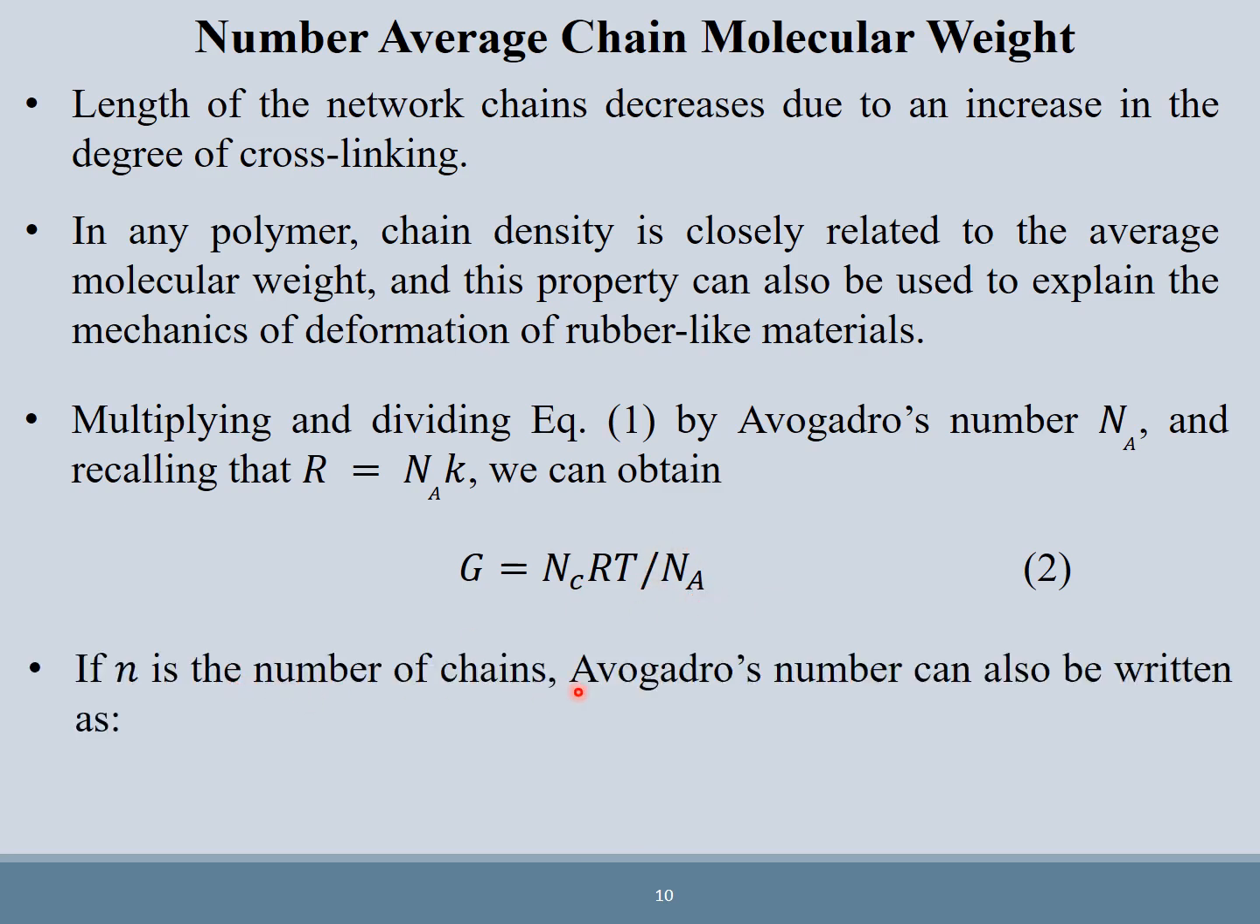If n is the number of chains, then by the basic definition of Avogadro's number, we can write that Na, the Avogadro number, is equal to n times Mc, the molecular weight, divided by the mass. So this is another relationship: Na is equal to n Mc upon m, and we derive this by the basic definition of Avogadro's number.